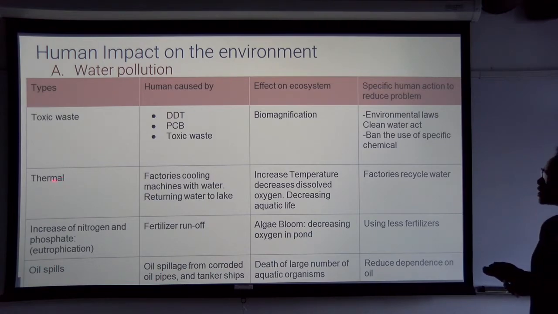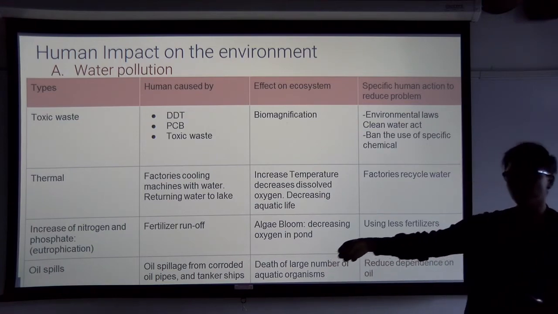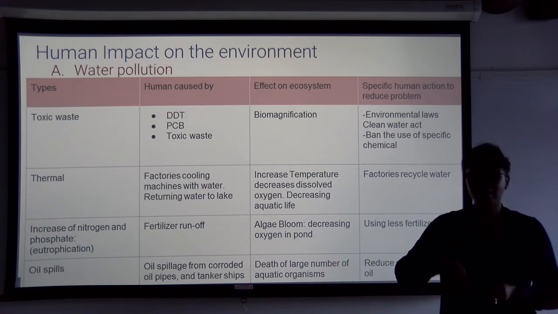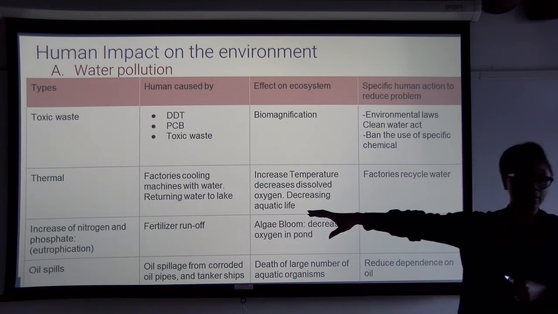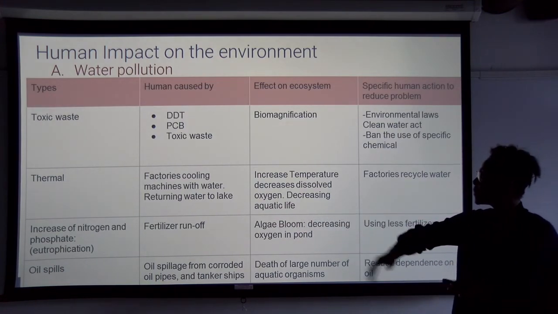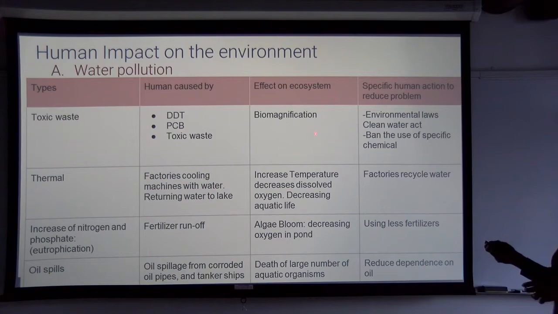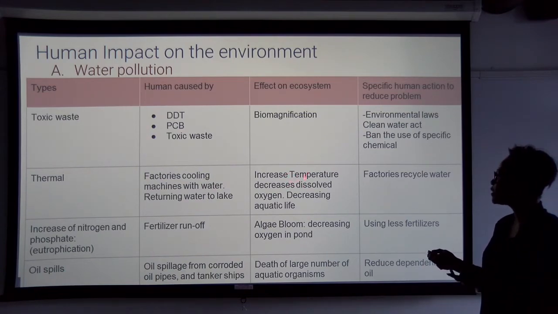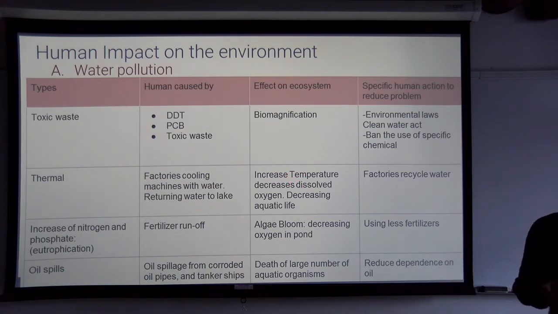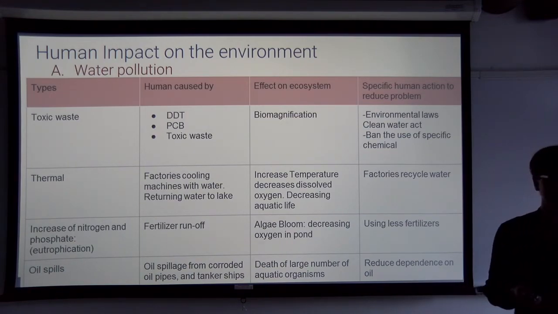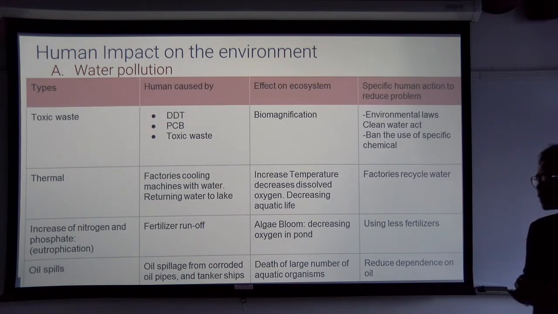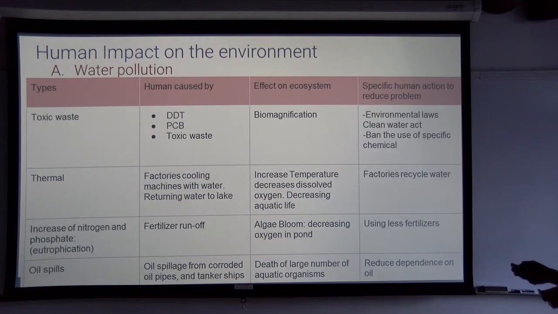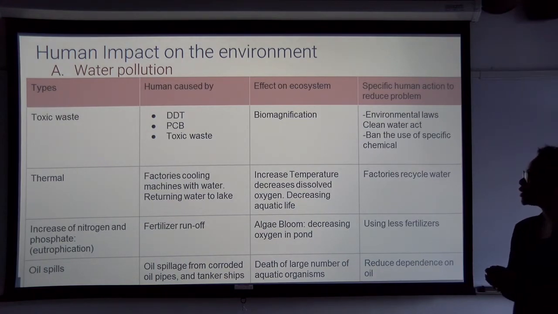Another type of pollution is thermal pollution. This is where factories will take water from maybe the river and cool off their machines and then redistribute it back out into that body of water. The effect it will have on the environment is that the increase in temperature will decrease the amount of dissolved oxygen in the water. Because of that, we will see that aquatic life will be affected because there's not enough dissolved oxygen. One way that we can deal with this problem is through recycling that water.